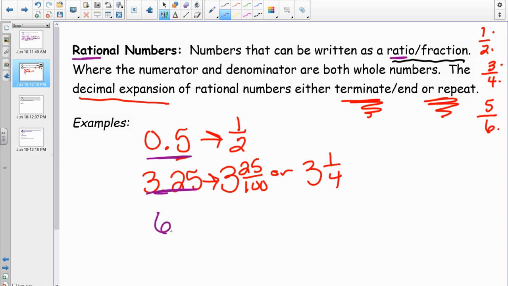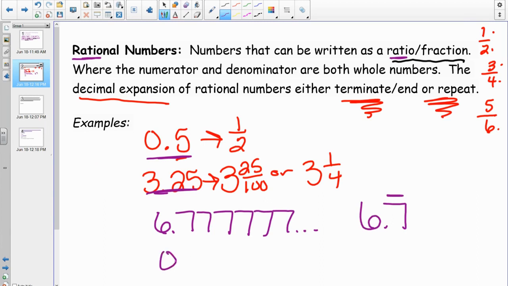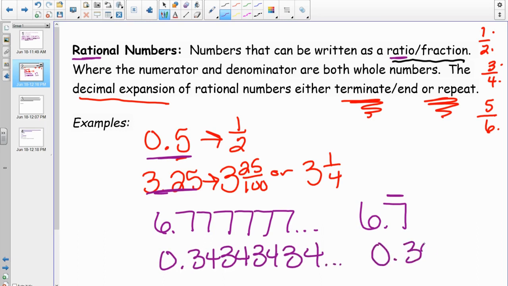The other examples are decimals that repeat. So that would be like 6.7777777. And there are a couple of ways you can look at it. You can put the dots behind it, which is known as the ellipsis, or you can put a bar notation above the number that is repeating. In this case, 7 is repeating, so I put a bar notation above the 7. Another example could be 0.34343434. Again, I can show that with the ellipsis, or I can show that as 0.34 with a bar notation above the 3 and 4, because the 3 and 4 continue to repeat.